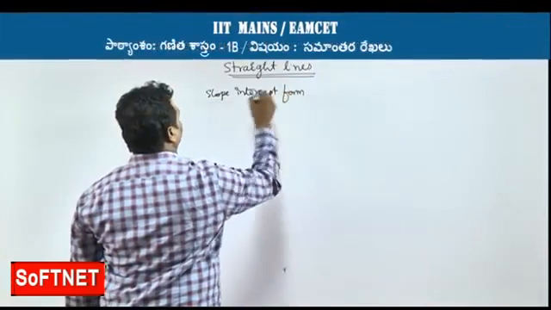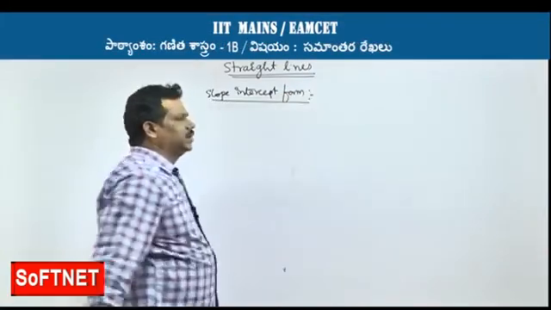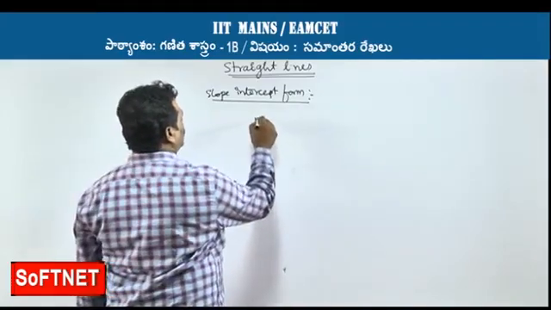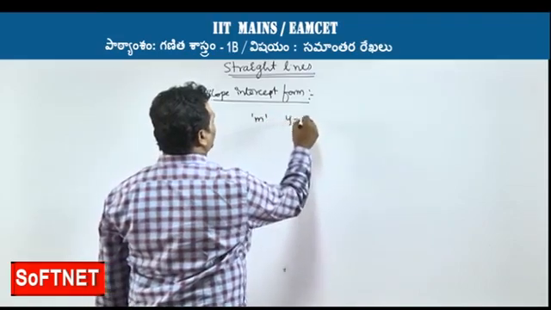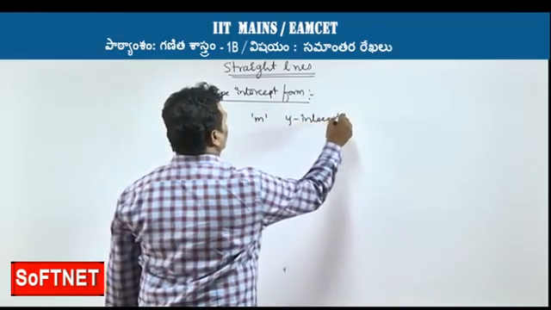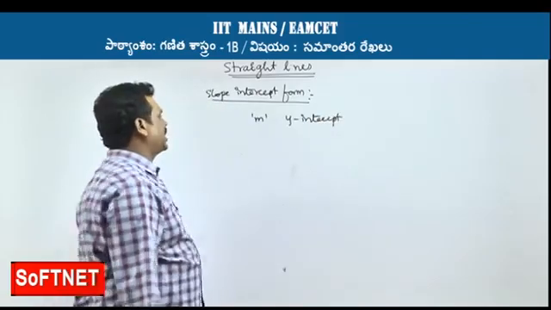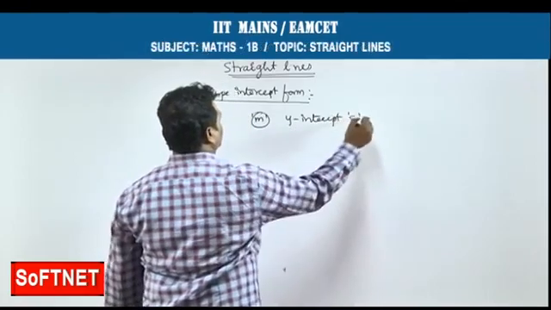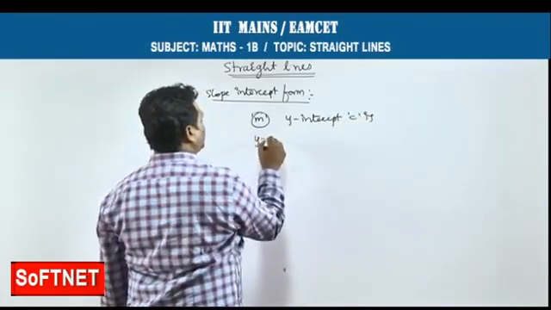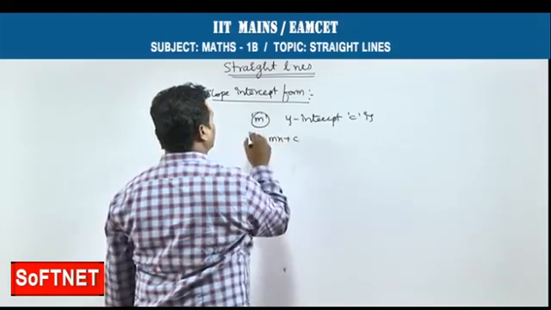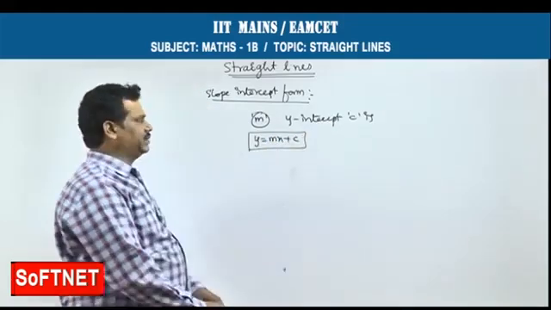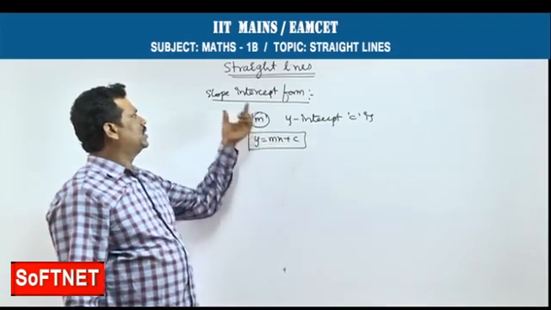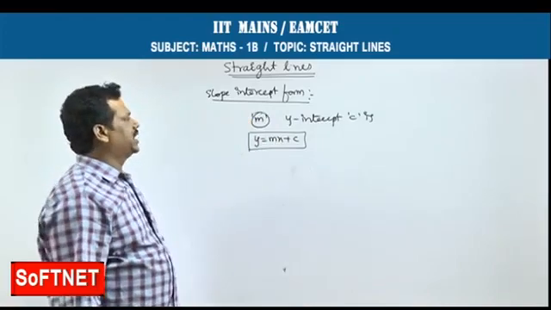Next definition, slope intercept form. The equation of the straight line having slope m and y-intercept c is y is equal to mx plus c. It is in the form of y equal to mx plus c. This equation is called the slope intercept form of a straight line.